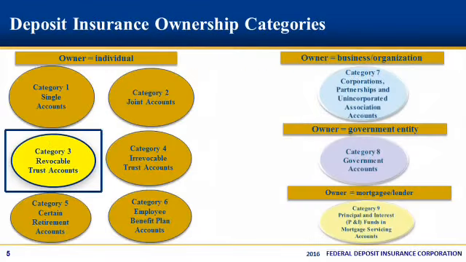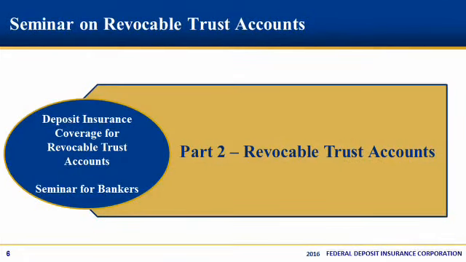The FDIC regulations provide for up to 9 different primary categories of deposit insurance coverage, and therefore this means up to 9 different ways to get separate deposit insurance coverage. For today's presentation, I will be discussing exclusively Category 3 revocable trust accounts in depth. Part 2, Revocable Trust Accounts.